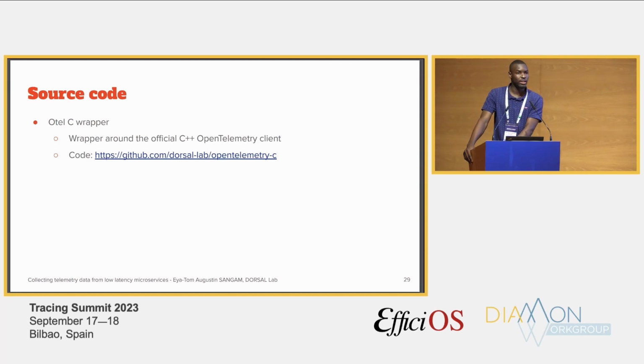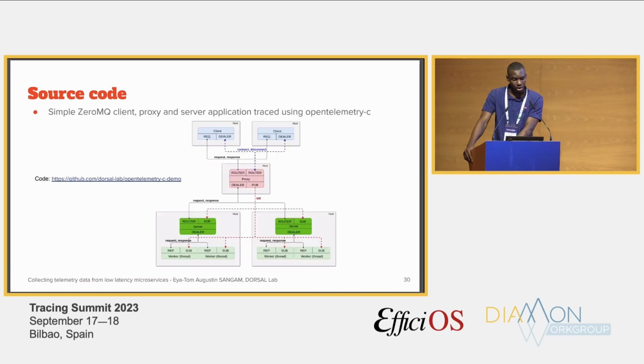OpenTelemetry doesn't provide the C API, so I just wrote a simple wrapper, and then I use that wrapper to trace a simple application that I created. I have two clients here, but you can have as many as you want. You have a proxy, and then as many servers as you want. The clients just do basic requests to the server through the proxy, and the server has multiple threads.